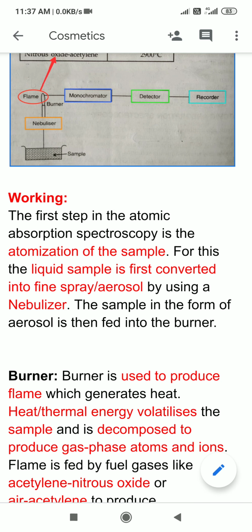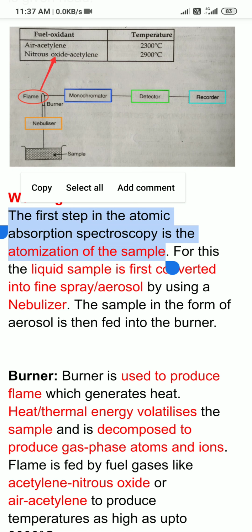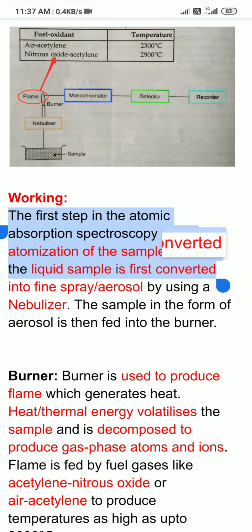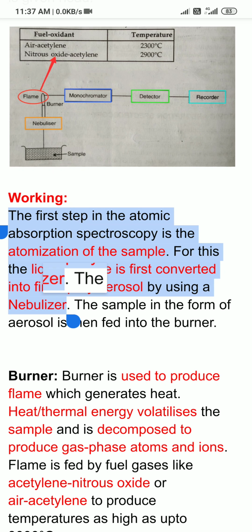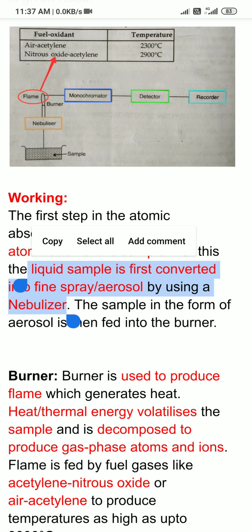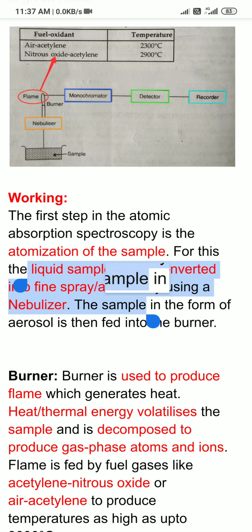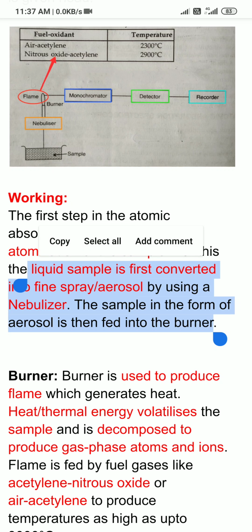So first part is nebulizer. First step in the atomic absorption spectroscopy is the atomization of the sample. Means you will have to convert the sample into individual atoms. So for this, the liquid sample is first converted into fine spray or aerosol by using a nebulizer. So what is the function of nebulizer? Nebulizer converts a liquid sample into a fine spray, and then the sample in the form of aerosol is fed into the burner.